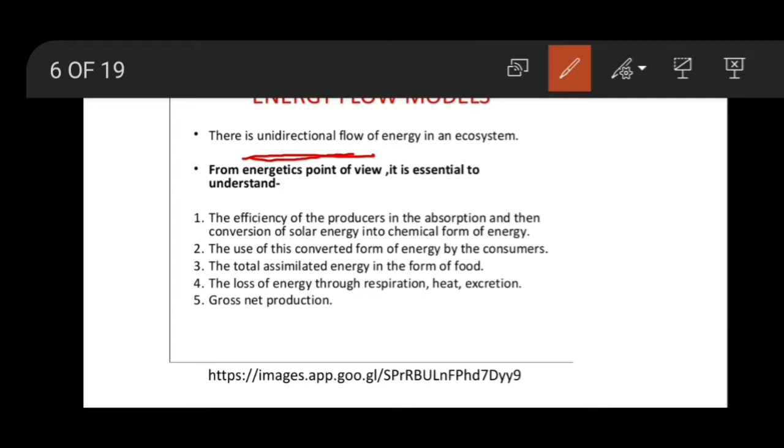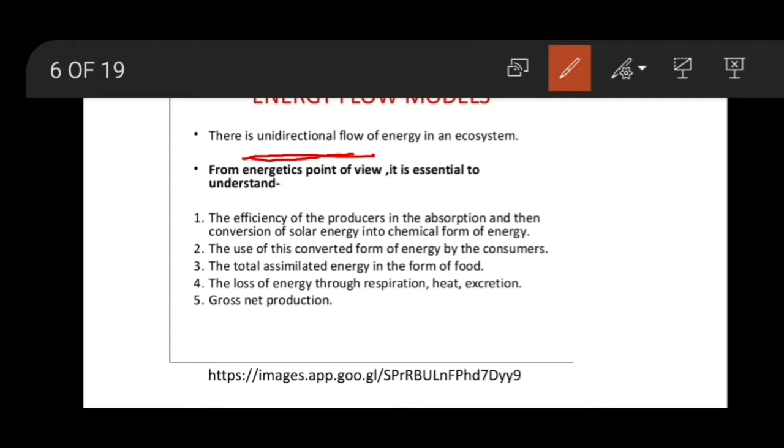first, the efficiency of producers in the absorption and then conversion of solar energy into the form of chemical energy. As we know, from the sunlight the radiant energy comes, and there is conversion of solar energy into the chemical energy by the plants in the form of photosynthesis. Then the use of this converted form of energy by the consumers, as the plants or the producers are eaten by the herbivorous organisms or the primary consumers. The total assimilated energy is in the form of food, and energy is stored in the form of food.